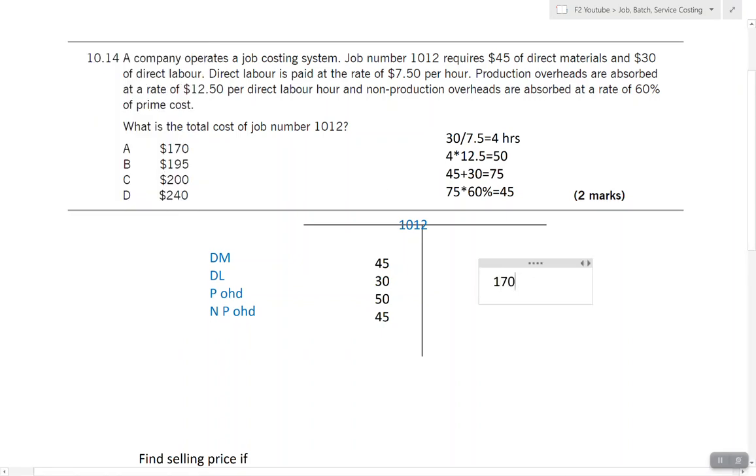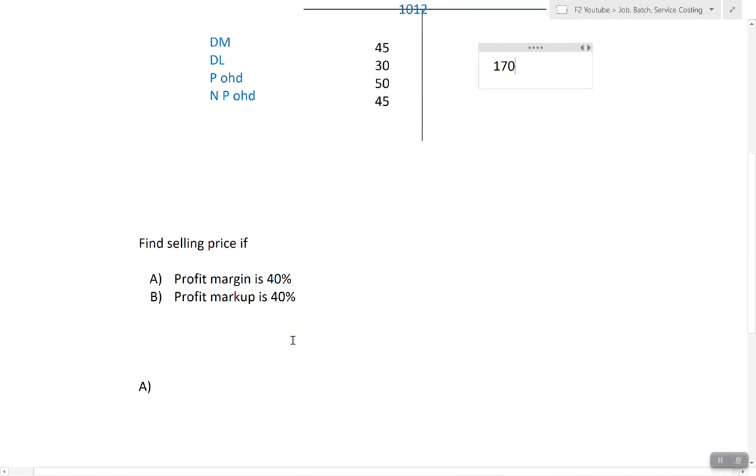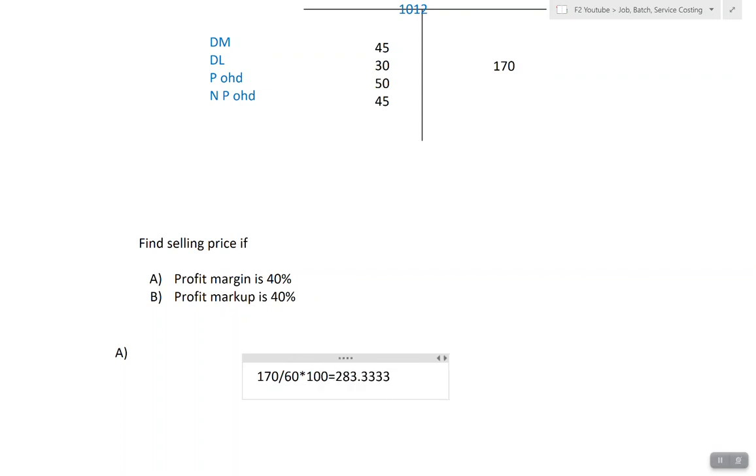170 is the total cost of the job. Let's assume if we were finding selling price, we had 40% markup margin, then we would take 170 divided by 60. Why? Because 100 minus 40 becomes 60, multiplied by 100 will give us selling price. If we had a markup of 40%, then it would be 170 directly multiplied by 140% will give you the answer.